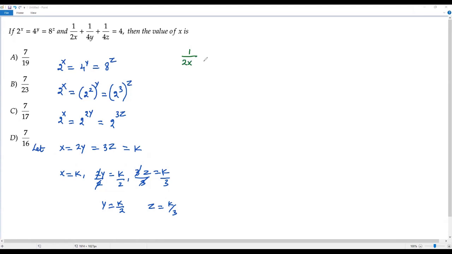That is 1 over 2x positive 1 over 4y positive 1 over 4z equals 4. Here, 1 over 2 times, for x we can plug in k. That is 1 over 2k positive 1 over 4 times, for this y we can plug in k over 2. Let me do it: 4 times k over 2, positive 1 over 4 times, for z we can plug in k over 3. Let me plug in, equals 4.